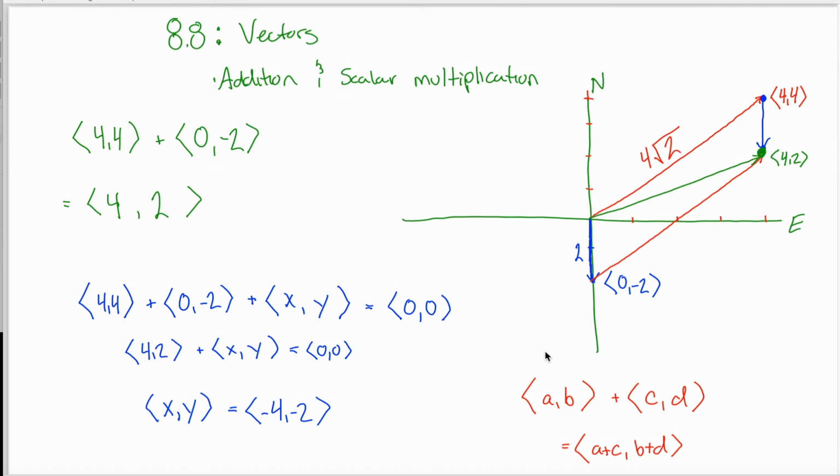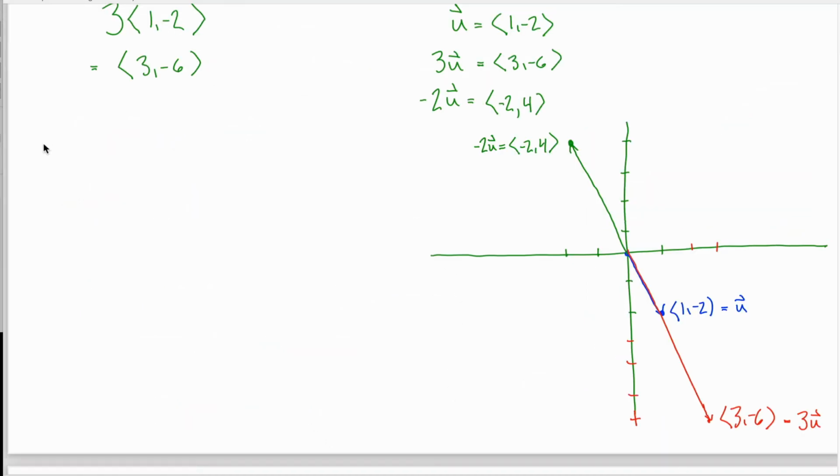Addition and scalar multiplication of vectors is fairly straightforward, but we don't want to just gloss over it because these are new objects, and when we have new objects, we have to be really careful in terms of how we handle them. Fortunately, the way we handle them is just the most intuitive and natural way that you can imagine. To see if this all makes sense, let me do an example real quick.